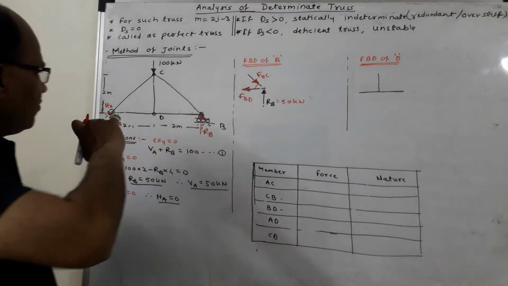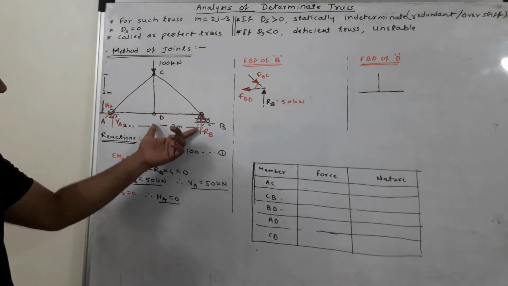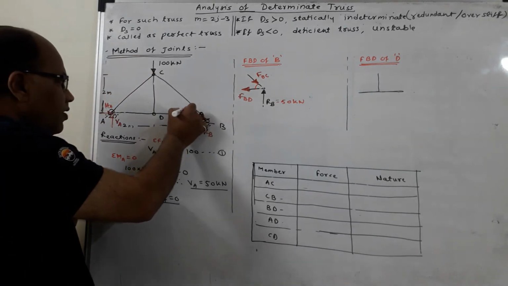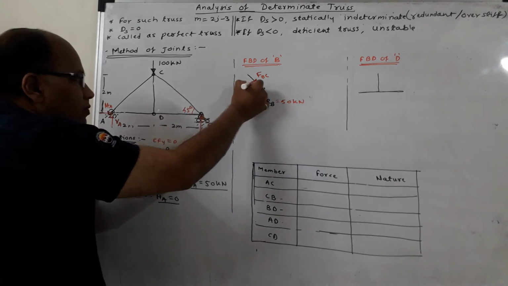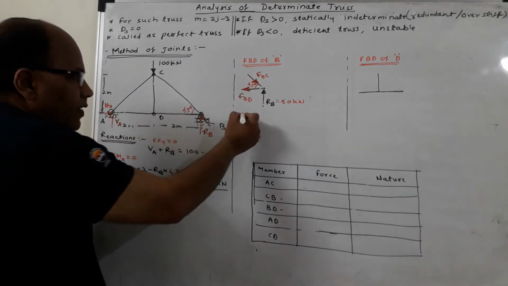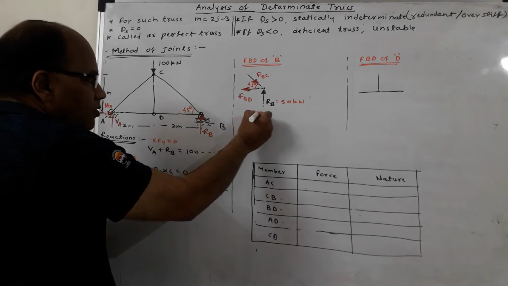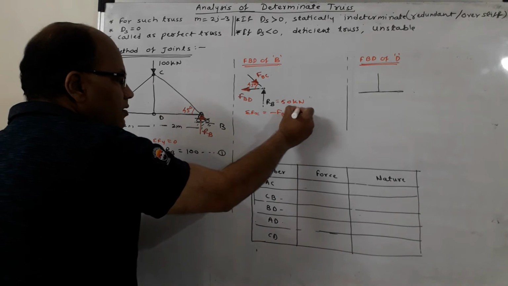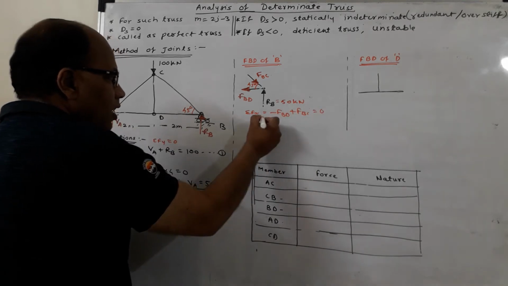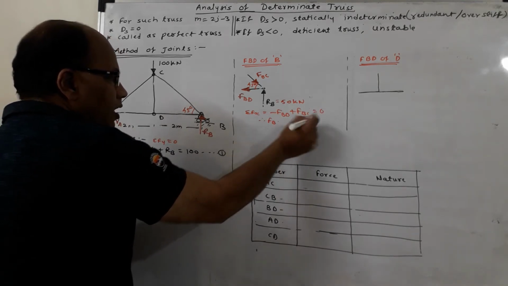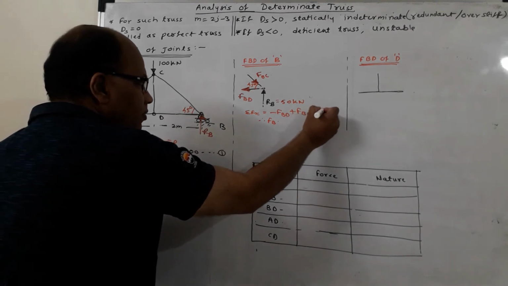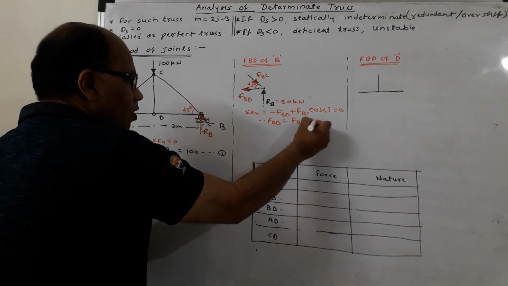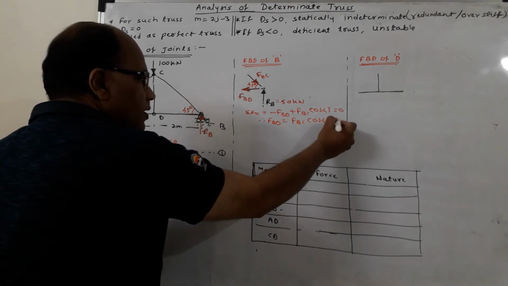Now if we refer to the geometry of this figure, 2 meter is the length of BD, 2 meter is the length of CD. It simply means that this angle is 45 degrees, and so the angle between these two is 45 degrees. Now if I go with summation Fx is equal to 0, I will get minus FBD plus FBC cos of 45 is equal to 0, and therefore FBD is equal to FBC cos of 45. Let it be equation number 1.